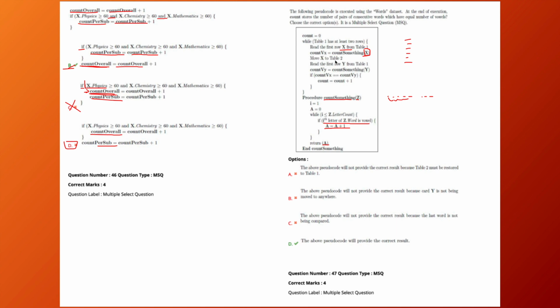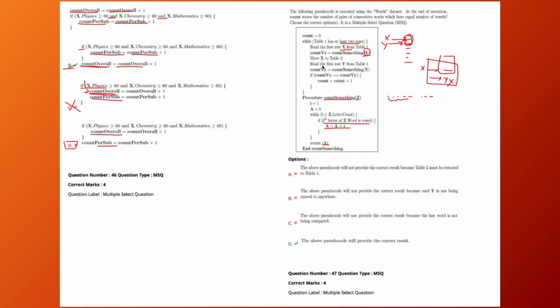Then it says move x to table 2 and read the first row y from table 1 and count vy. So again count vy would have the number of vowels in the next word. So we saw the first word, we assigned it x, we saw the next word, we assigned it y, and now we have these two words in the same while loop. That's why we needed at least 2 rows, because if there is only the last row left in this particular table, then we would have a row x, but we would not have any other row called y. This would not be possible. So in that case, we need at least 2 rows, so that within the same iteration of the while loop, we're going to go through the entire table.